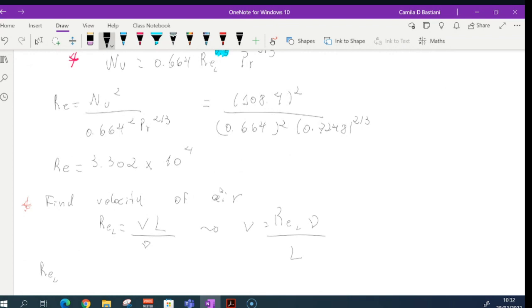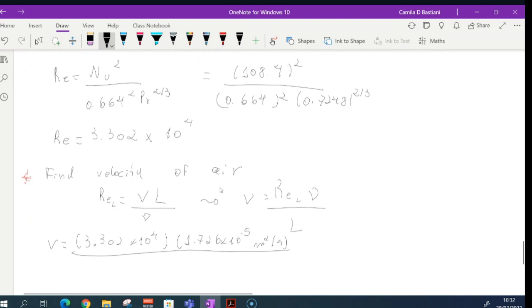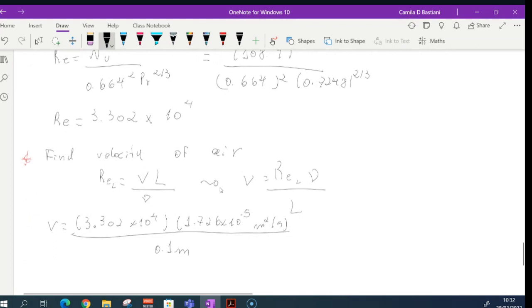So my velocity is going to be 3.302 times 10 to the exponent 4, times the kinematic viscosity that we read from the table, 1.726 times 10 to the minus 5 meters squared per second, all divided by the length of my plate, that is 0.1 meters, my 10 centimeters. So my velocity is going to be 5.7 meters per second.